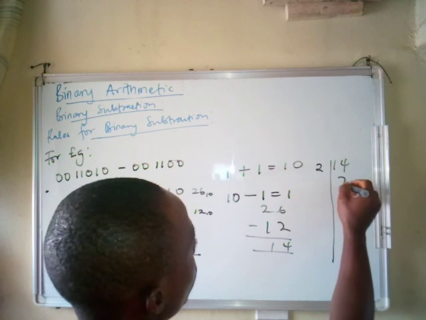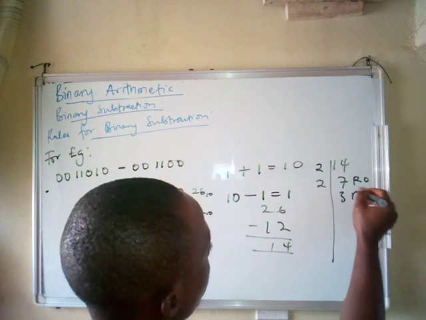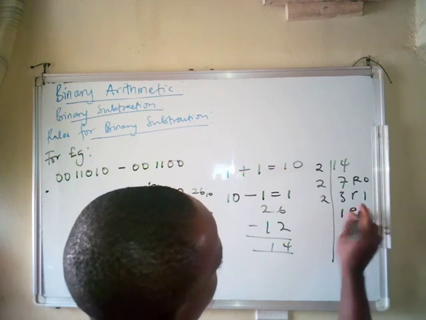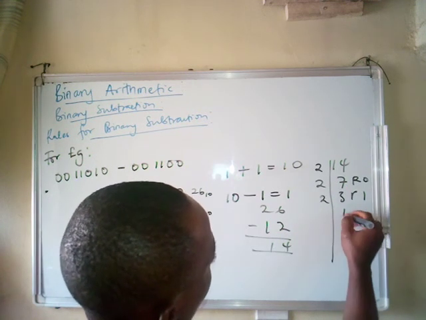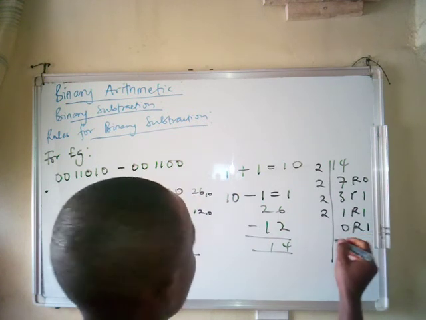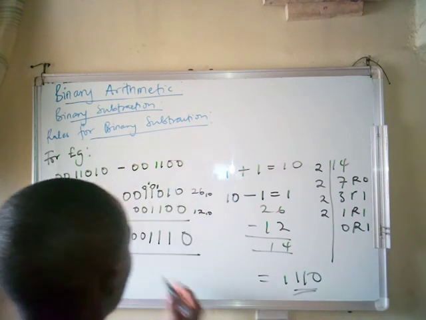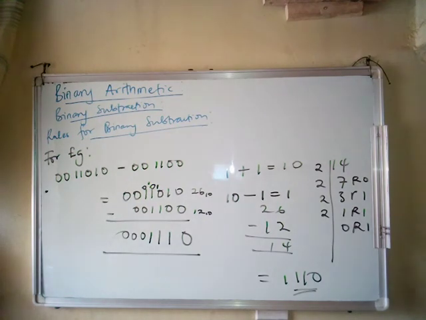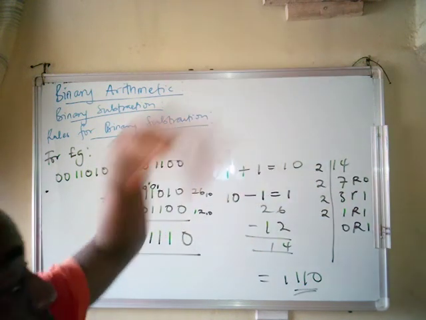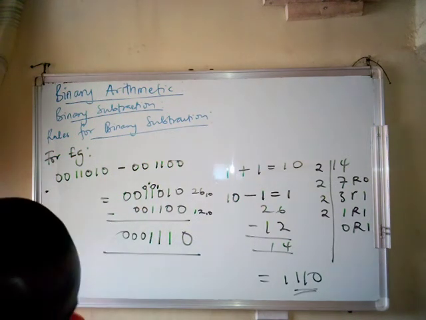So let's see if we'll get the same thing when we divide by 2. 2 into 14 is 7, 2 into 7 is 3, remainder 1. 2 into 3 is 1, remainder 1, and 2 into 1 is 0, remainder 1. So what's our answer if we go up? 1, 1, 1, 0, excluding the zeros at the back. So we have confirmed that we are correct by converting 14 base 10 to binary. Alright? Okay, so that's what we have.